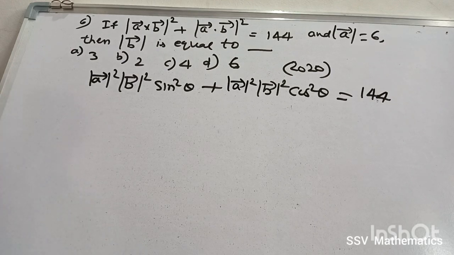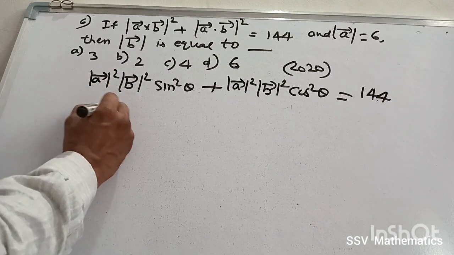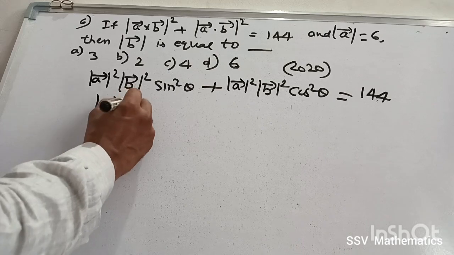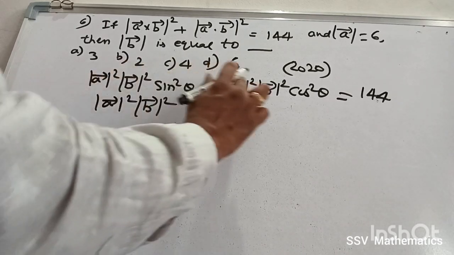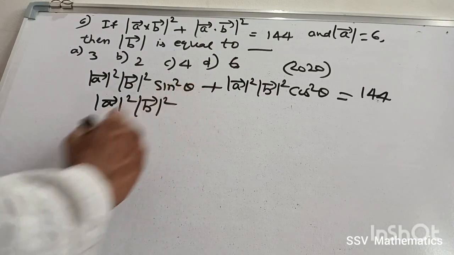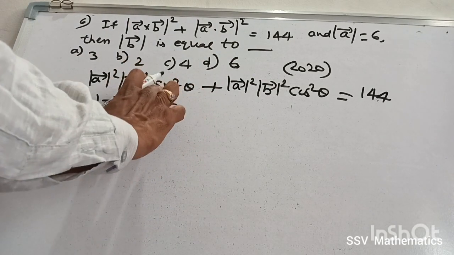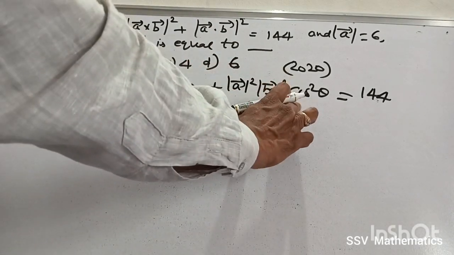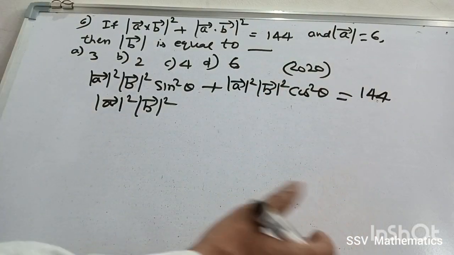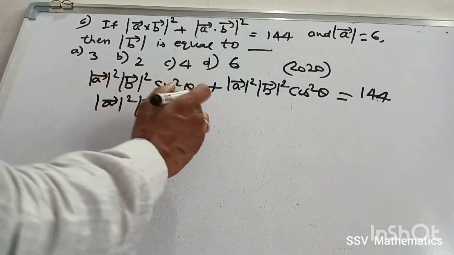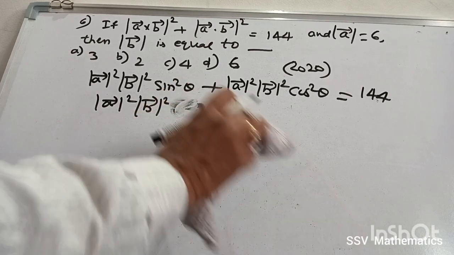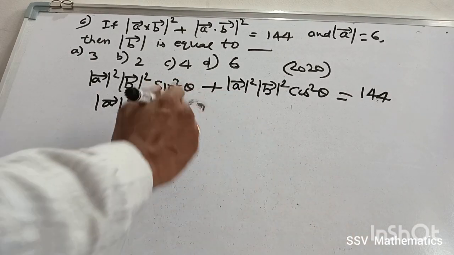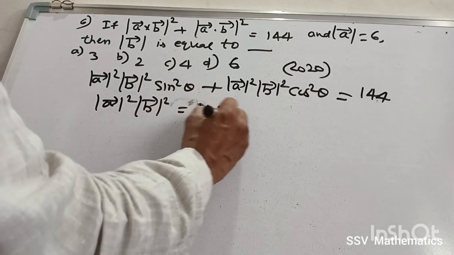So this is equal to 144. Here magnitude of A square, magnitude of B square is common in both the terms. So take it as common, we get sin square theta plus cos square theta. So that is equal to 1. So therefore, this is into 1. So again we get magnitude of A square into magnitude of B square is equal to 144.